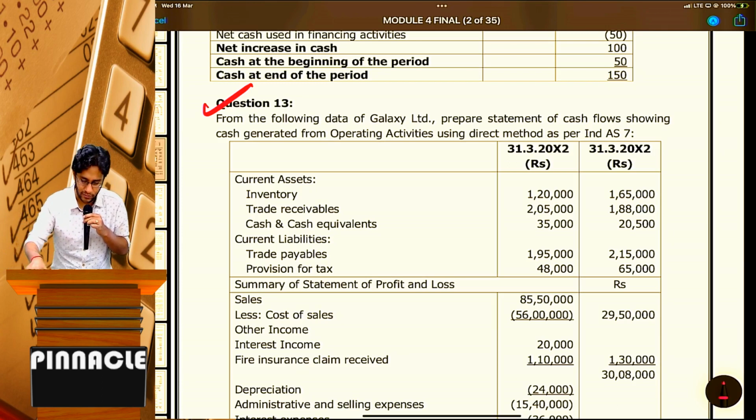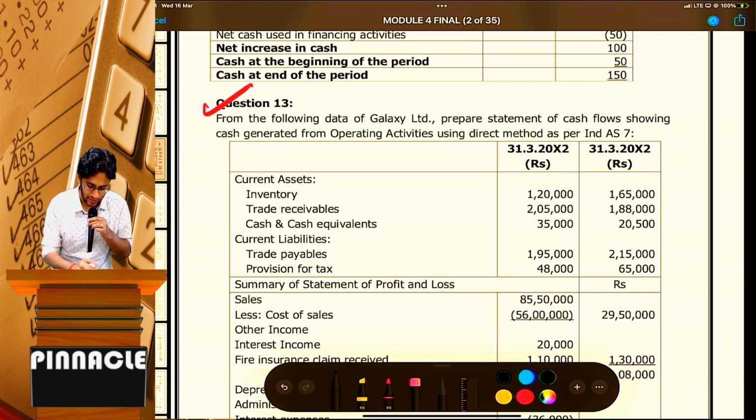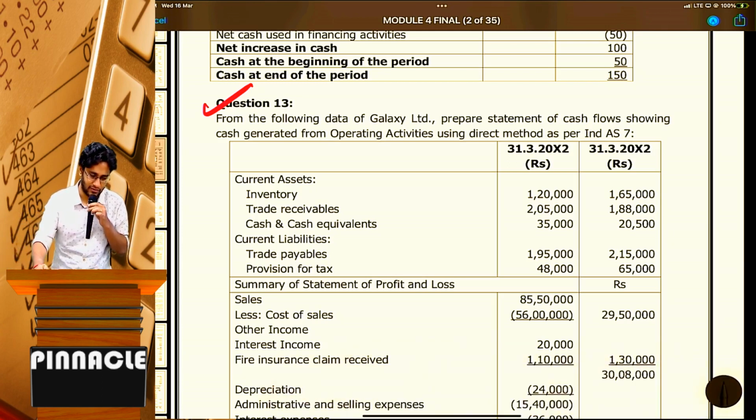Sir, it's a cheap question, so I'm not making you literally solve it, but if you want, we'll solve. There's nothing like that. But they are straight IPCC questions, sir. One more will definitely be solved.